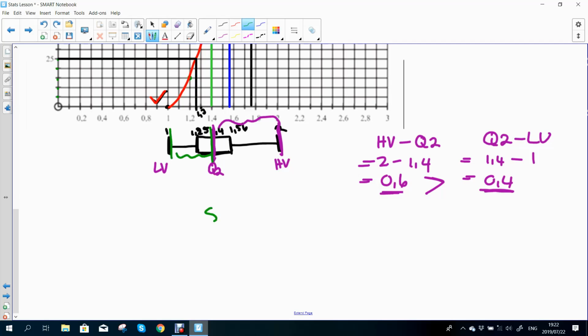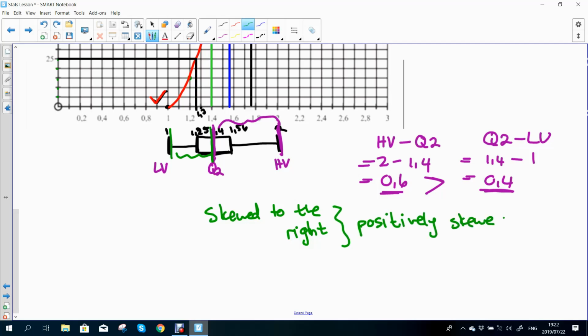So we then say this diagram is skewed to the right. It's skewed to the right. And that is mostly the way that we use to determine the skewness of a box and whisker diagram. That is how you can determine which way it is skewed. So if I say skewed to the right, you can also say positively skewed. That's the other way in which you can state it.